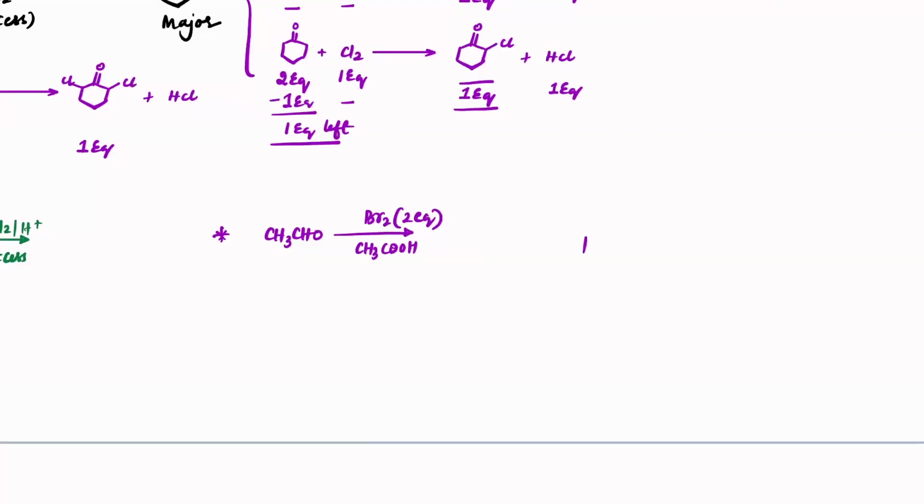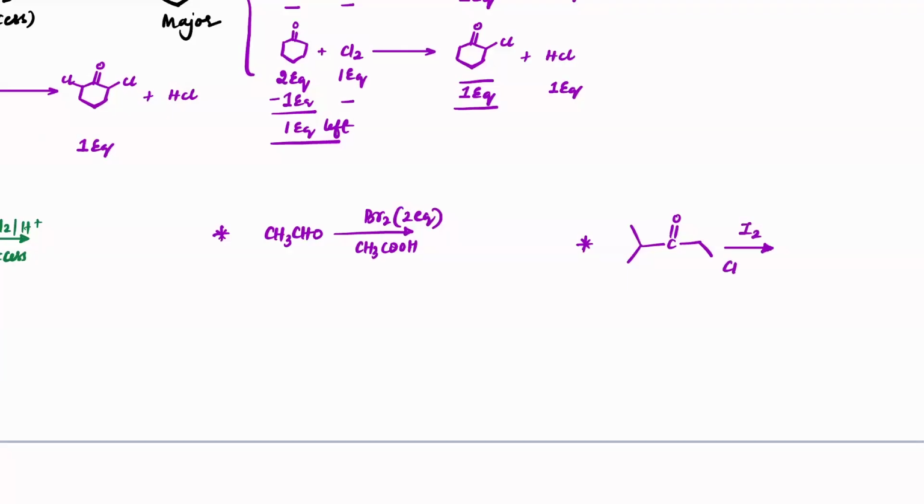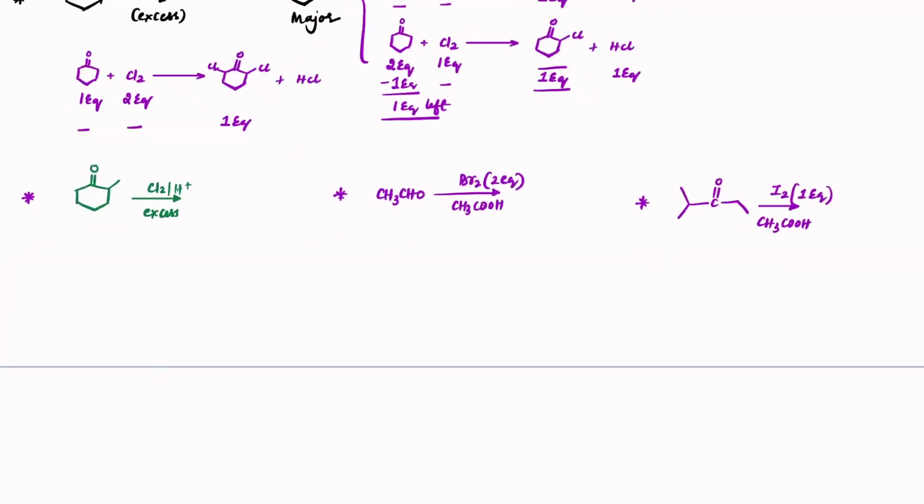And if I have like this, with C double bond O this way, and I'm treating that with I2 in CH3COOH, of one equivalent, then what is the product you will get? Please check this out and try figuring out what the products are. Quick.